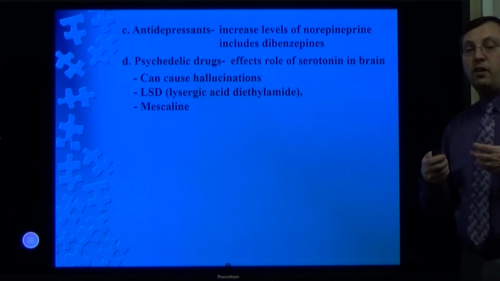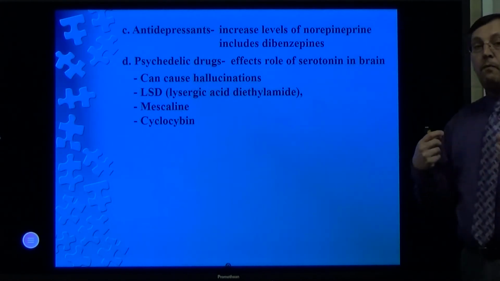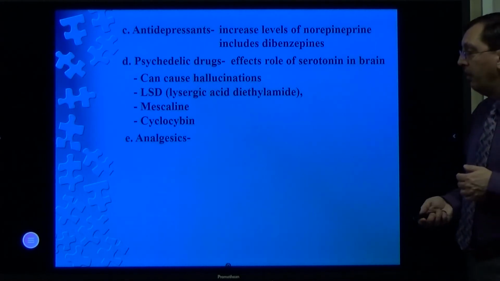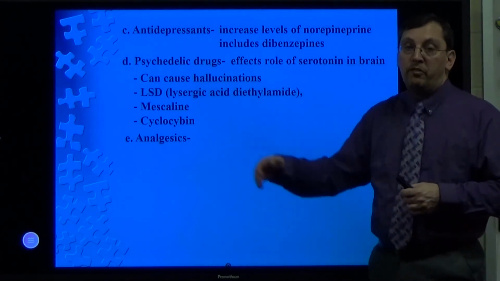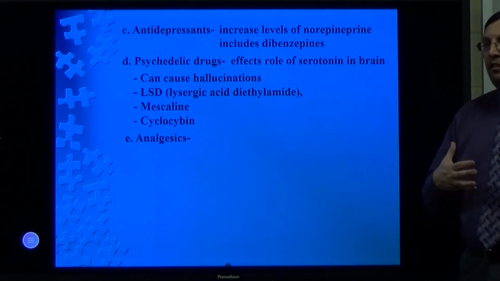Mescaline comes from a cactus. Psilocybin comes from fungi, like certain types of mushrooms that people take. There are also some animals that produce things very similar to it, like certain types of toads and other animals that use it as a defense mechanism.